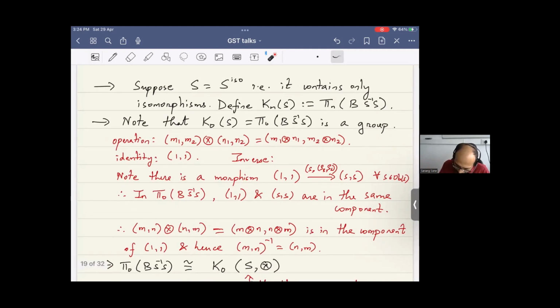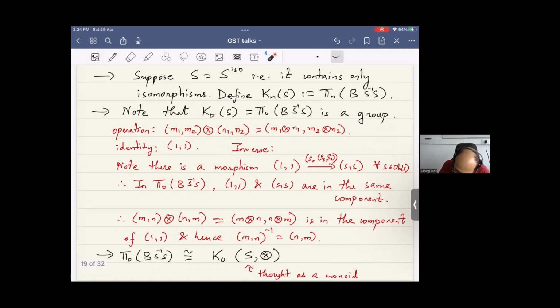We should compare those two. So for that, first note that K naught of S, as defined here, meaning as pi naught of B S inverse S, is a group. So let's first check that. What is the operation of this group? The operation is coming from the operation on the category. So that's (M1, M2) tensored (N1, N2) is (M1 tensored N1, M2 tensored N2).